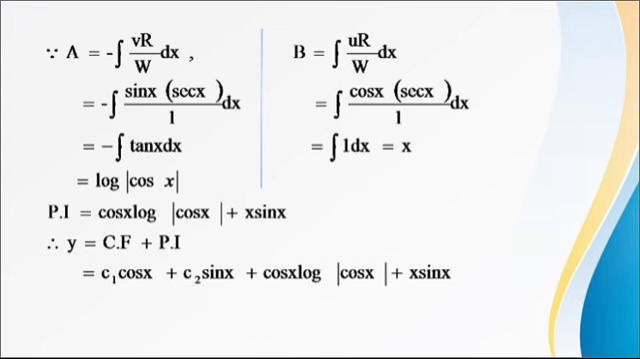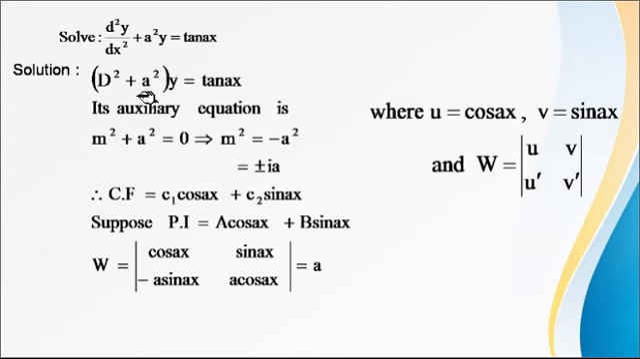So see one more problem. Solve d square y by dx square plus a square of y equal to tan ax. So first of all write down this in operator form, that is capital D square plus a square of y equal to tan ax. So capital D means d by dx. So auxiliary equation is we are equating this value to 0. So that is m square plus a square equal to 0. So therefore m equal to plus or minus ai. So complementary function is c1 cos ax plus c2 sin ax.